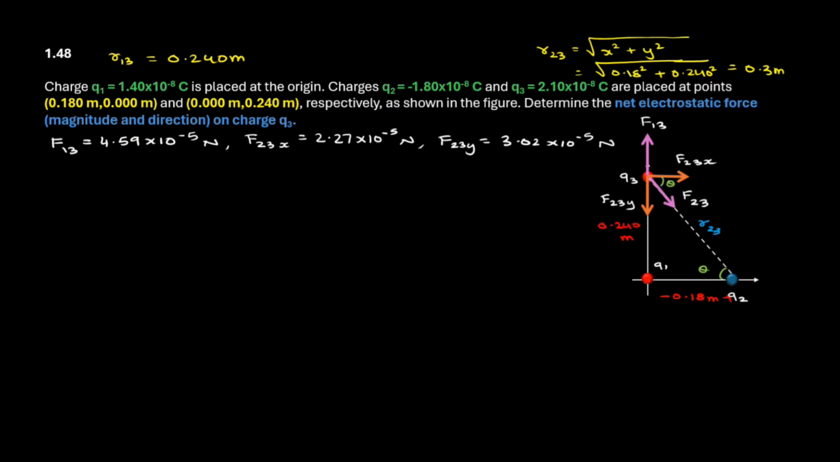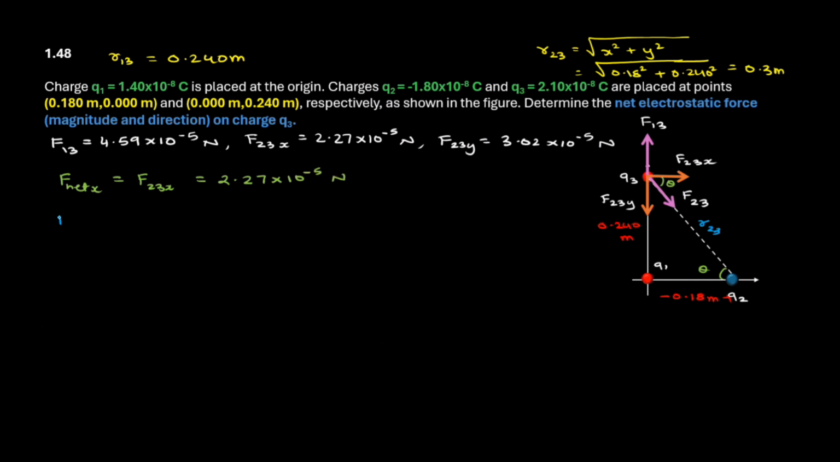Now, after we find these individual forces, we can find the x and y component of my resultant force by adding all the x forces together and all the y forces together. So let us find the net force acting along x-axis. This you get by taking a vector sum of all forces going along the x-axis. And if you notice from the figure, we have only one force along x-axis, which is F23x. And since this force is going to the right, we take it positive. Value of F23x we already found, which is 2.27 times 10 to the power negative 5 Newton.